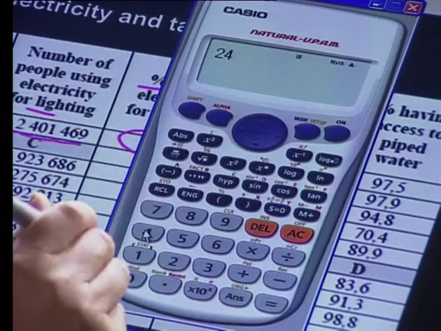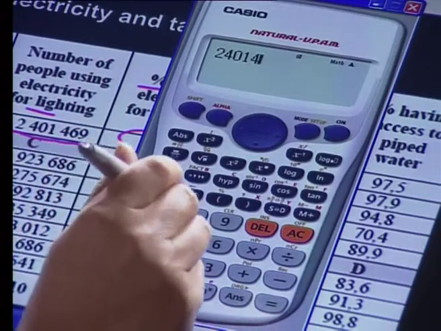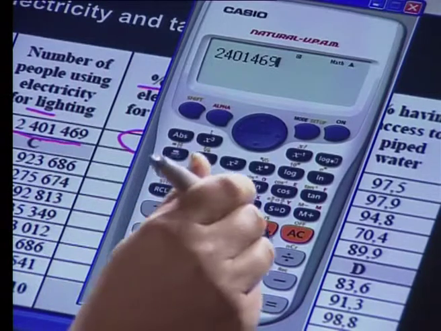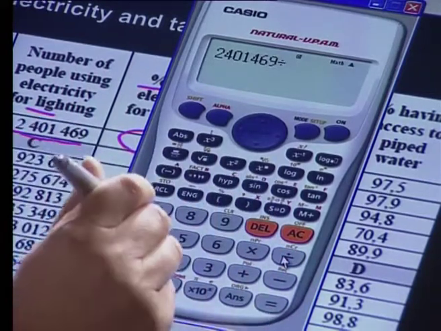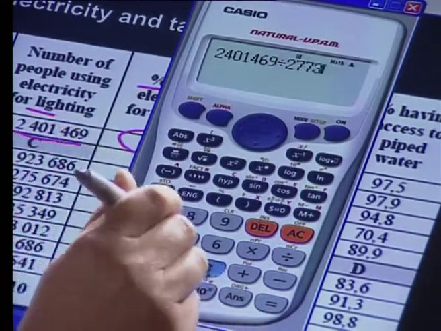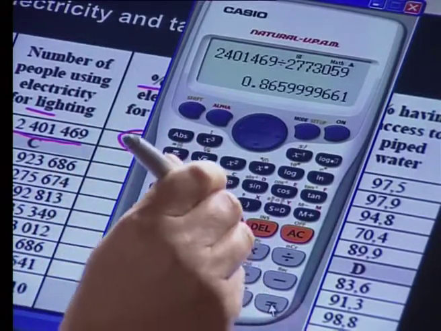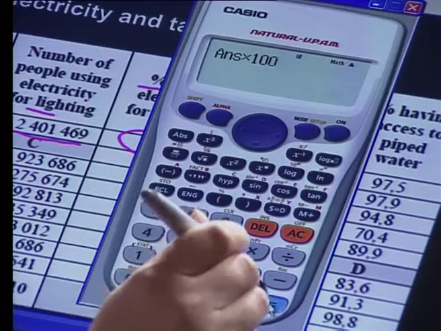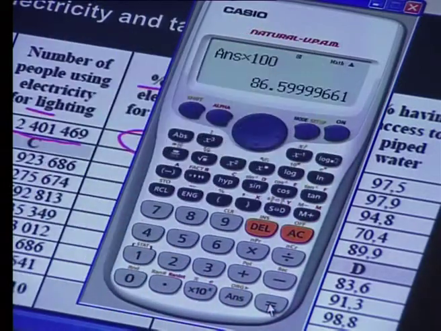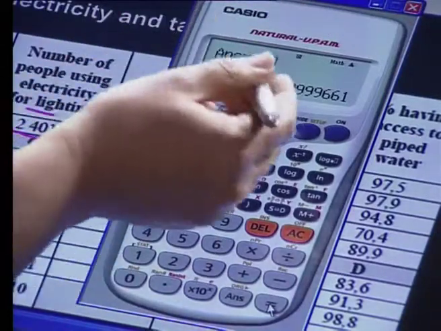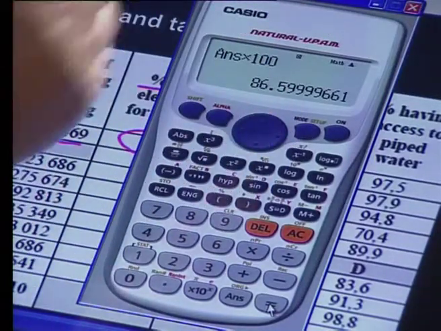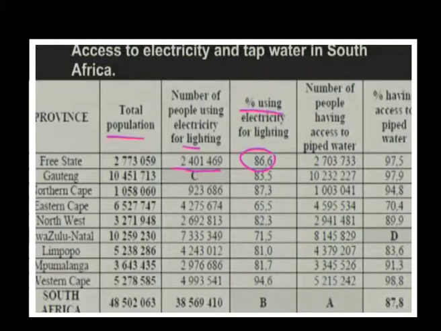I've got 2,401,469 divided by my total of 2,773,059. I'm going to press equals, times by 100 because it's a percentage, and I see that it is 86.59 recurring, which we round off to 86.6. So already I'm at an advantage, because I understand where that amount came from.